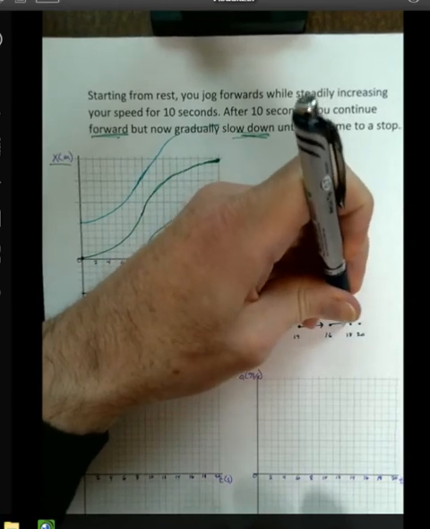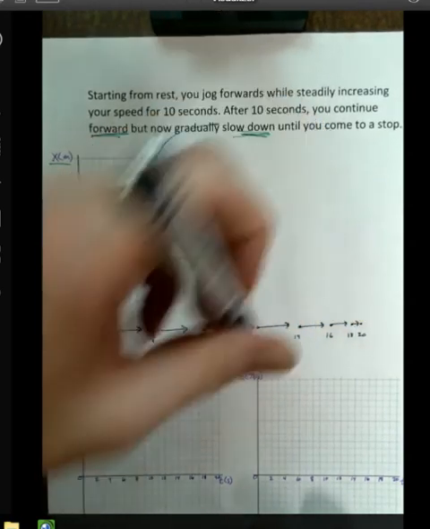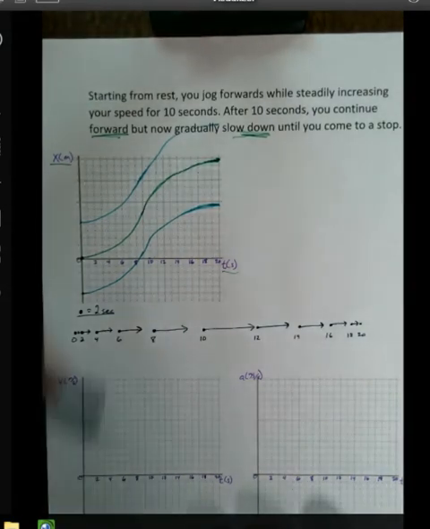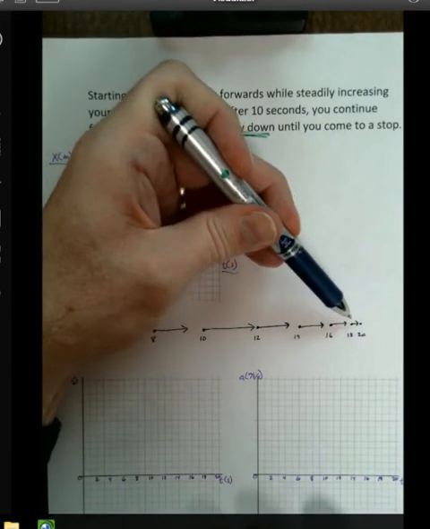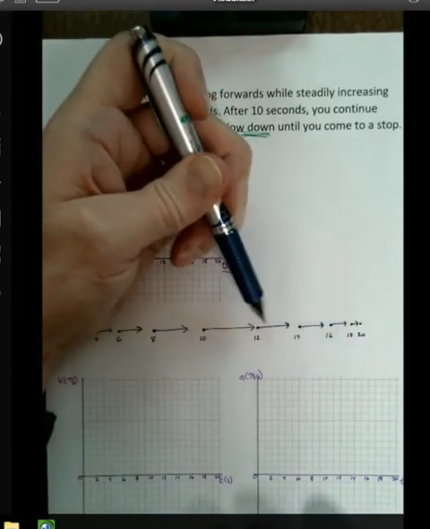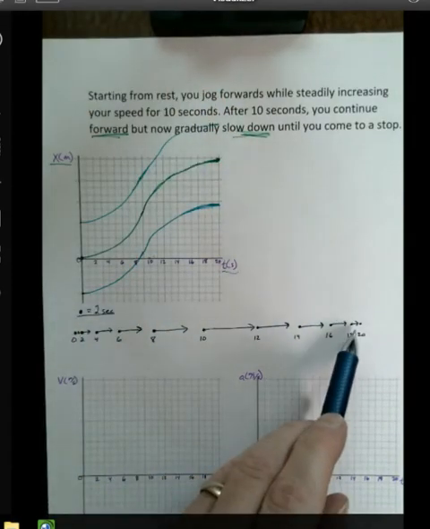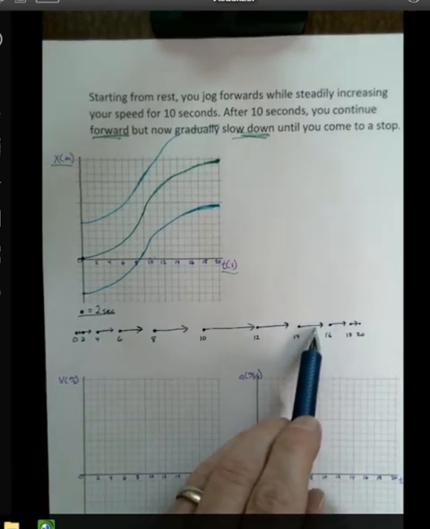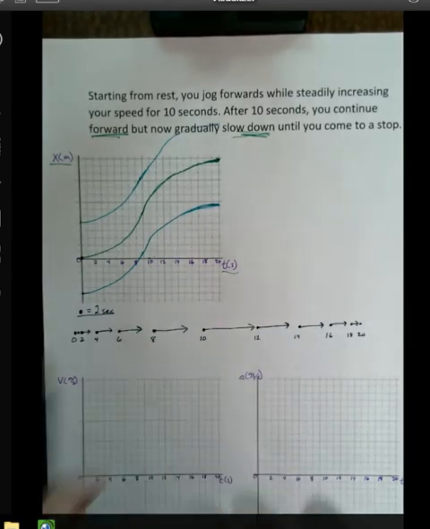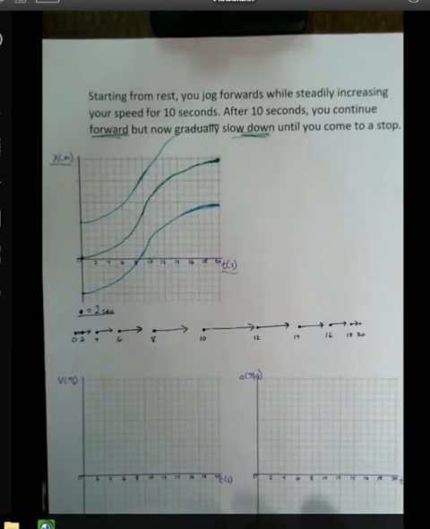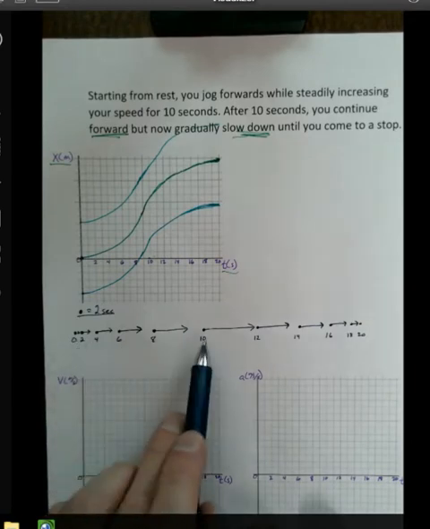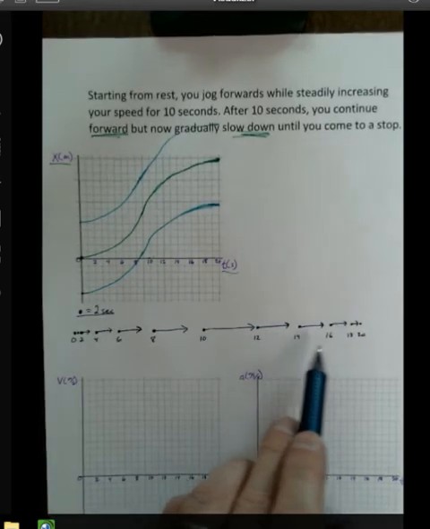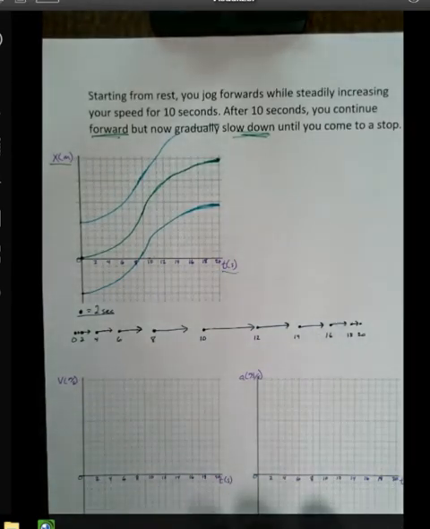in length. And again, if I drew this perfectly to scale, it would take me a lot longer to draw for sure. And also each of these arrows would be shorter by the same amount each time. This arrow would be shorter than this one by the same amount as this one is shorter than this one, and so on. So here we have a motion map where our dots for the first 10 seconds are getting further and further spread apart. And then the last 10 seconds are getting closer and closer together.